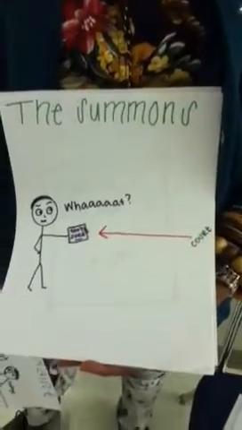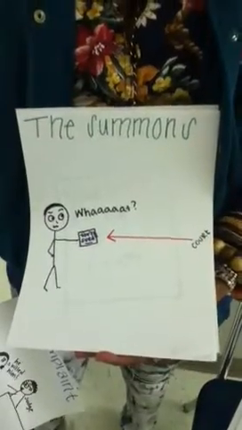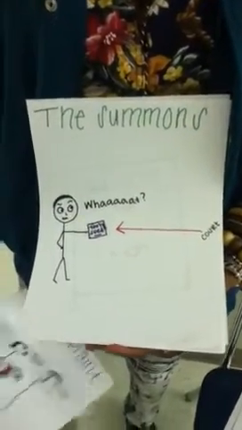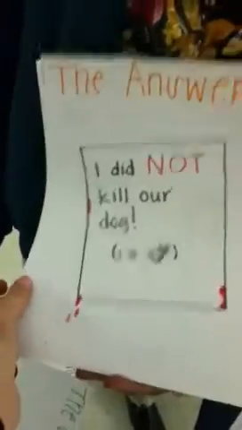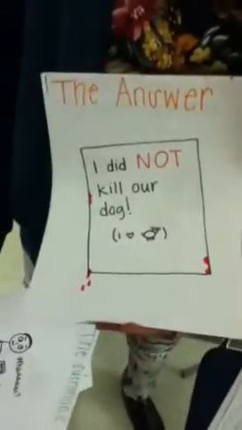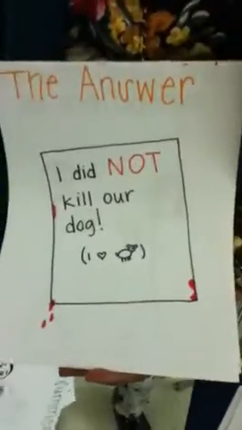The summons. The court sends a summons to the defendant, Mr. Witt. The responsibility of Mr. Witt is to go to court with the answer. The answer. The answer includes either admission or denial to the claim they're being sued for. Mr. Witt denies the claim that he brutally beat his dog to death.